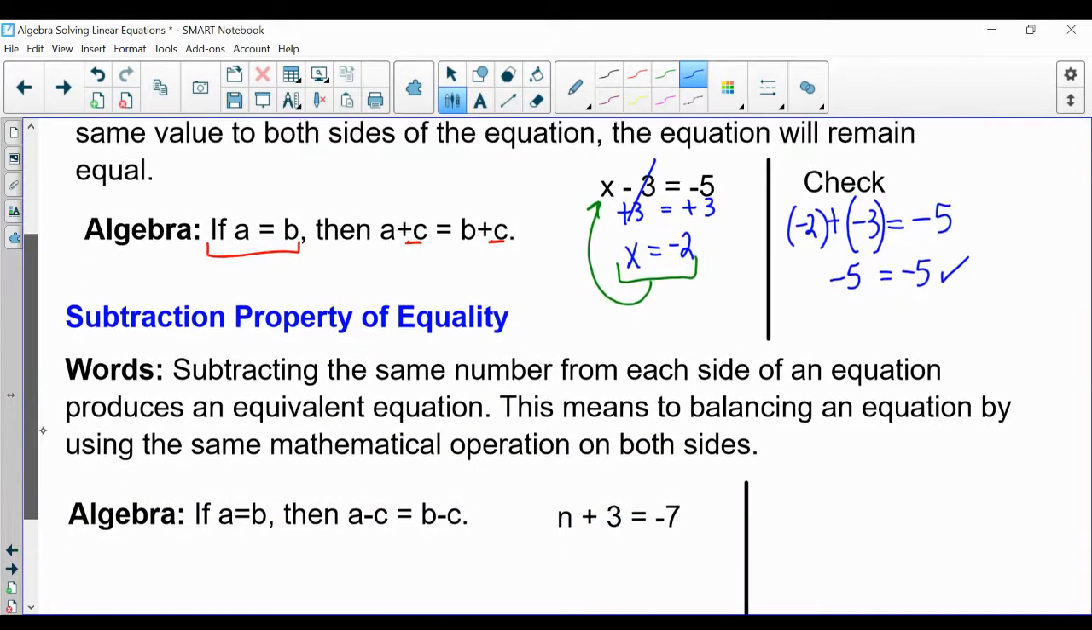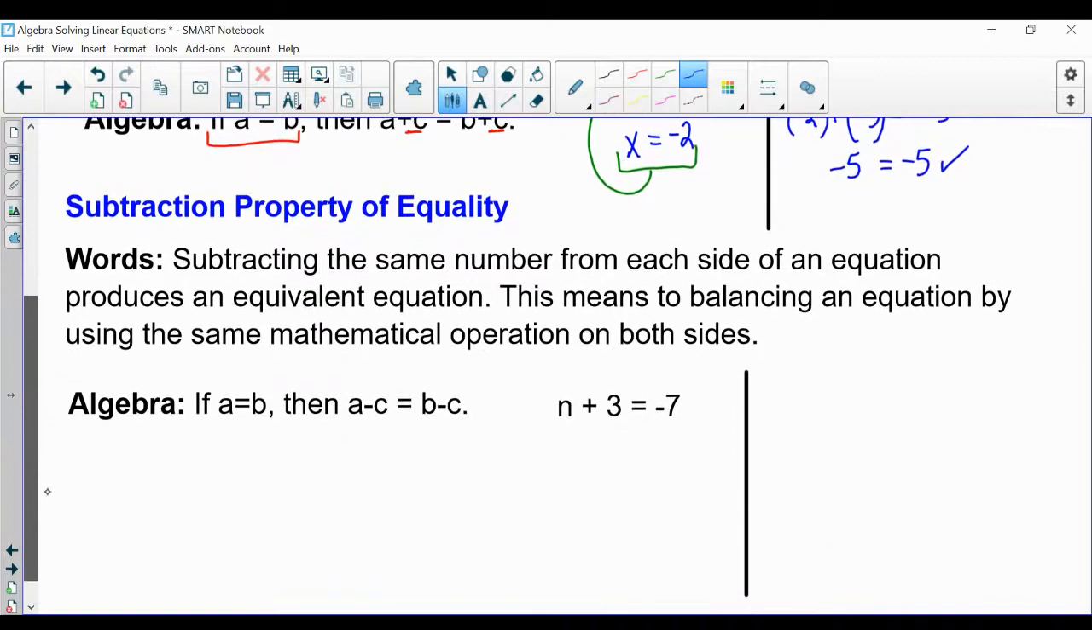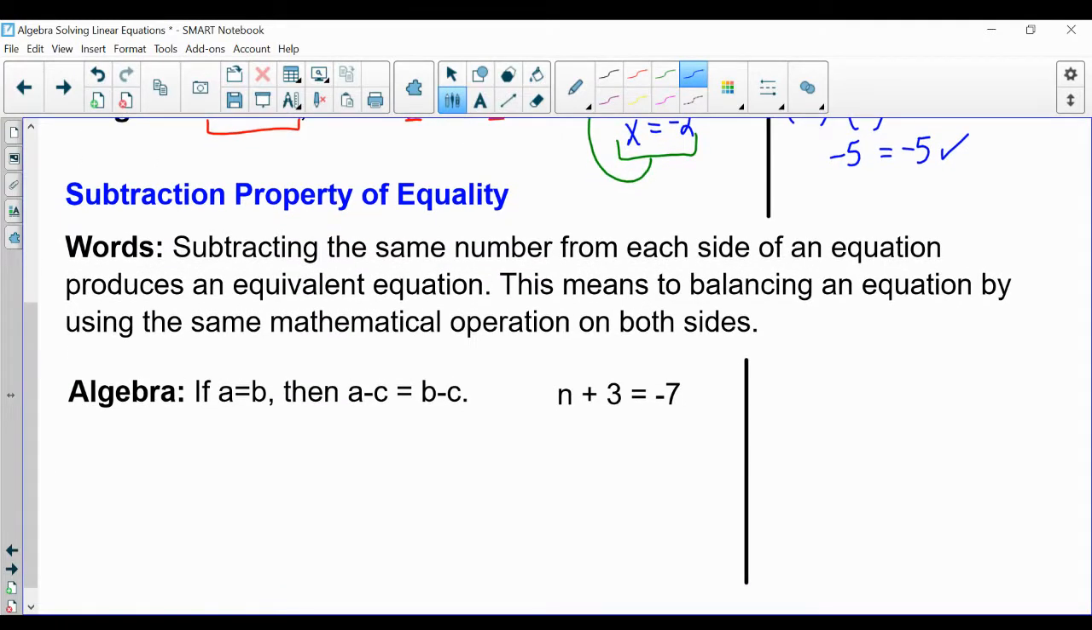The next one that we're going to look at is the subtraction property of equality. At any time as I'm teaching this, if you need to pause the video, please do so. Make sure you're taking notes and following along. Okay, so the subtraction property of equality. This kind of gives away what we're going to do here. We're going to subtract. The subtraction property of equality says subtracting the same number from each side of an equation produces an equivalent equation.